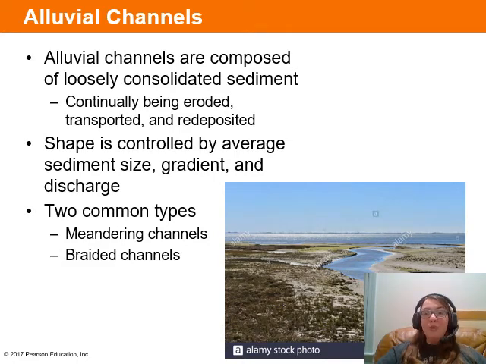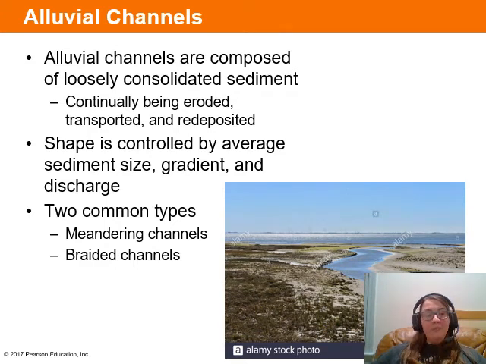Now because the river can move the sediment, the shape and the size of these rivers are going to change over time. So we're going to have two very common types of alluvial channels. One is called a meandering channel. Here, the rivers are going to meander. They're going to move back and forth on each other, kind of like how a snake will move across the ground by moving from side to side.